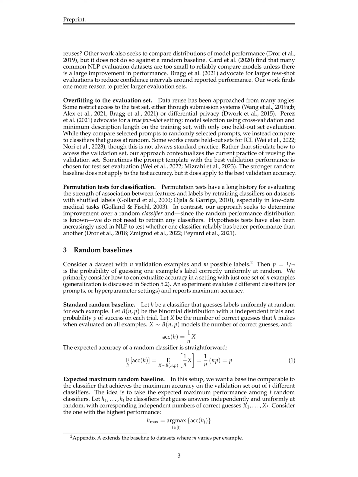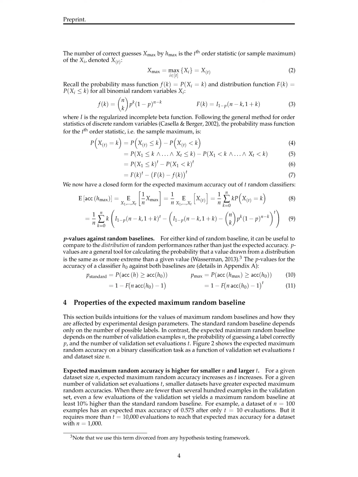The method then utilizes the probability mass function of the binomial distribution to calculate the expected maximum accuracy out of T random classifiers. This expected maximum random accuracy is influenced by the number of validation examples n, the probability of guessing a label correctly p, and the number of validation set evaluations t.